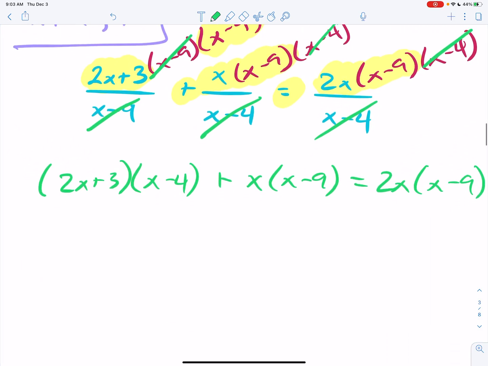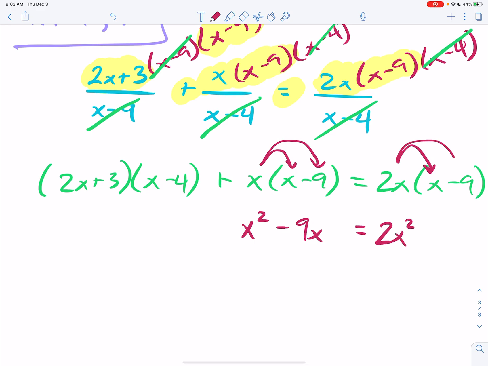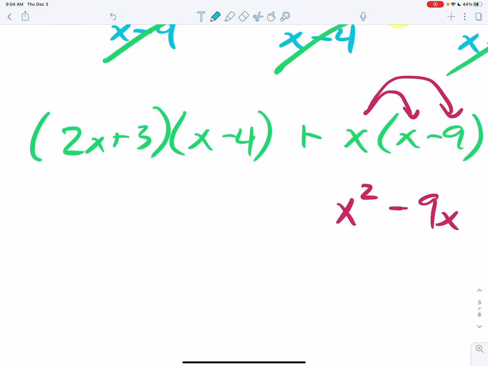Okay, over here, in the middle, x times x is x squared. X times 9 is negative 9x. Over here, 2x times x is 2x squared. And 2x times negative 9 is negative 18x, okay? Now, right over here, you have two binomials, 2 terms times 2 terms. So you're actually going to have to FOIL or use the box or distribute, whatever you guys are comfortable with. I personally like to just distribute and draw arrows. 2x times x is 2x squared.